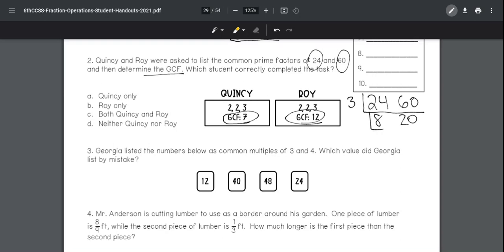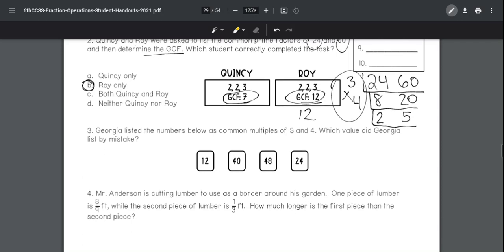So I draw my next step ladder, and I'm like, what could I divide out by both? And I'm like, 4. How many 4's make an 8? 2. How many 4's make a 20? 5. I look at my next ladder, and there's nothing I can take out of these to make them any smaller. So I look at my outside two numbers, I multiply them, and I get 12, which means Roy did this problem correctly.